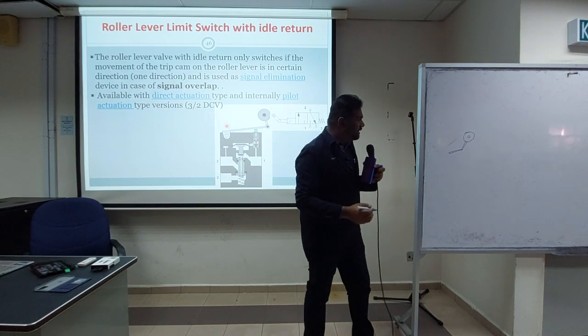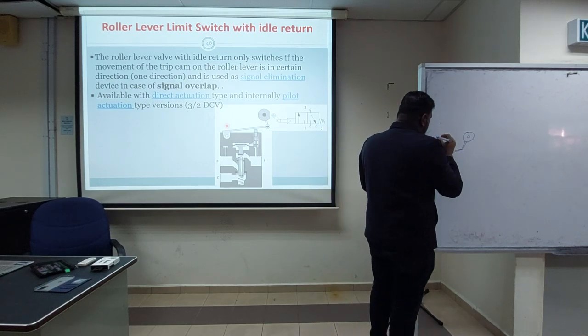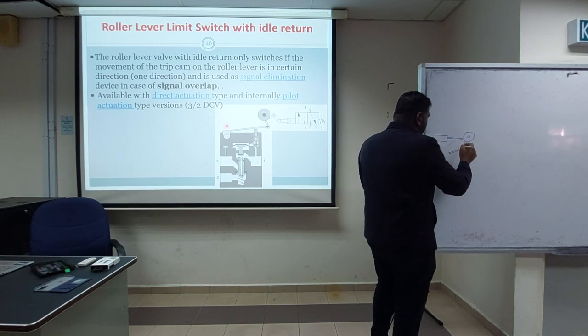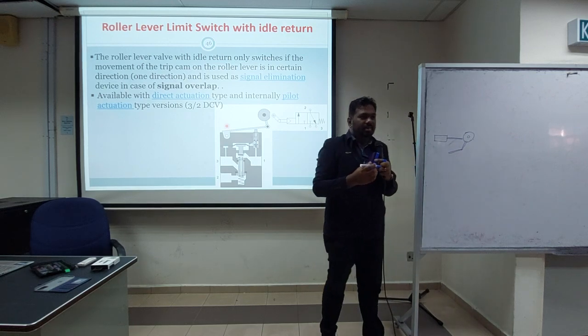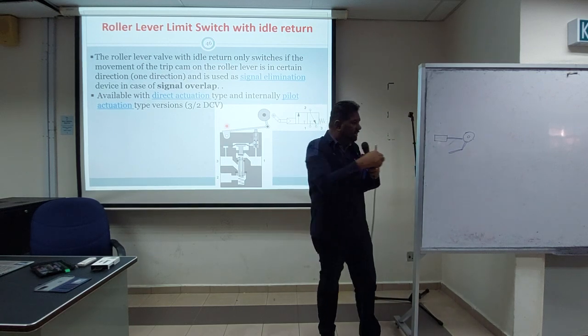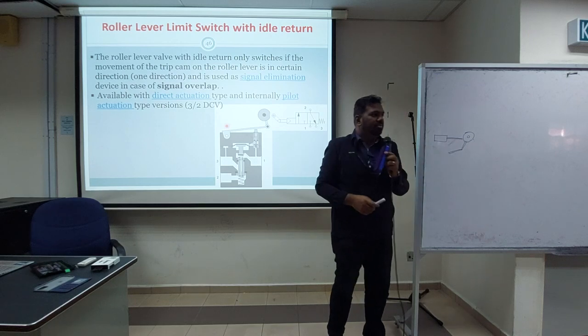Okay, so dia ada macam ni. So let's say you have a piston here. So it's extending. Dia kena dekat roller valve. Okay, so how we can eliminate the signal? Kalau dia kena dekat sini, what will happen?